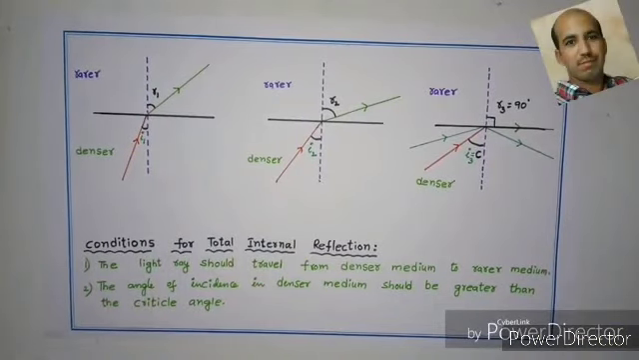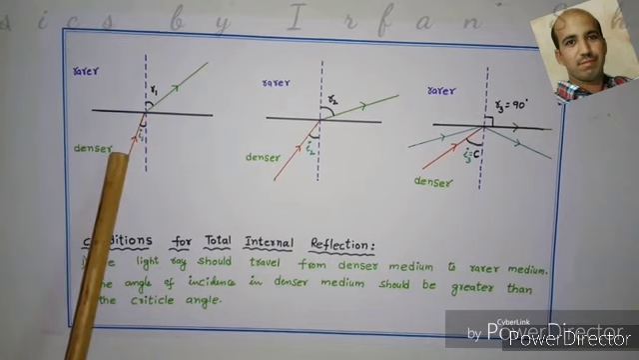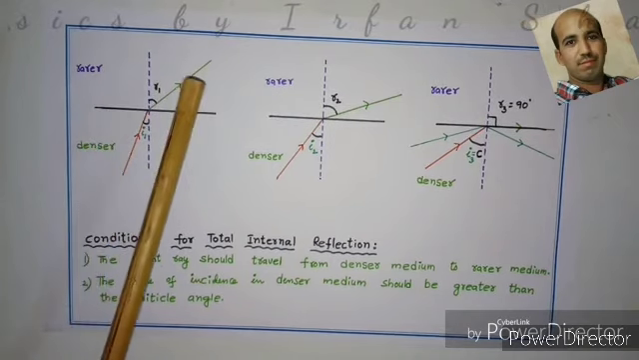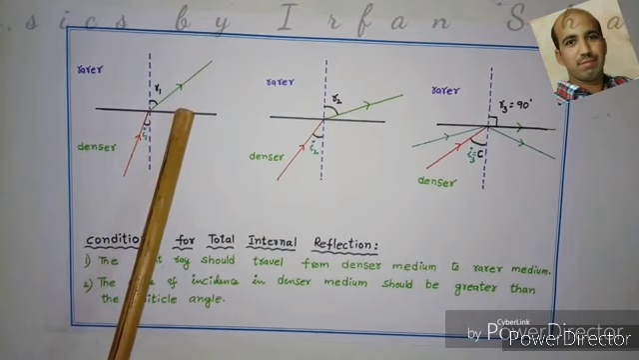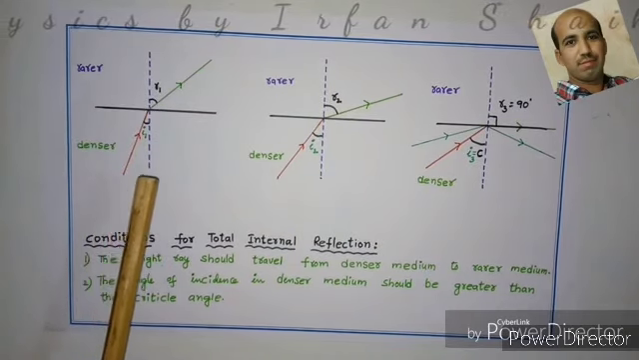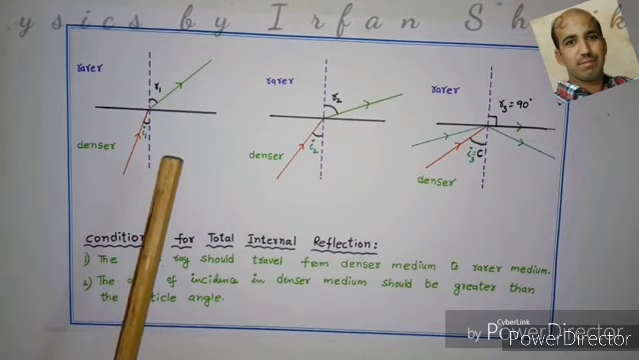Hi friends, in this class we are going to discuss total internal reflection. We know that when a light ray passes from a denser medium to a rarer medium, it bends away from the normal line. Hence, the angle of refraction is greater than the angle of incidence.